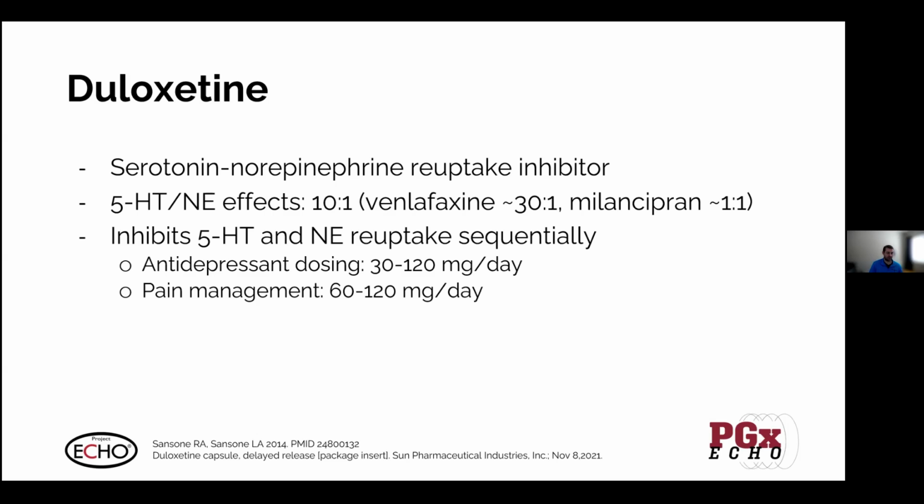Why duloxetine is commonly used for pain indications, including fibromyalgia, in favor of venlafaxine. But you can see milnacipran also has a strong affinity, in fact, stronger than duloxetine for that norepinephrine transporter.